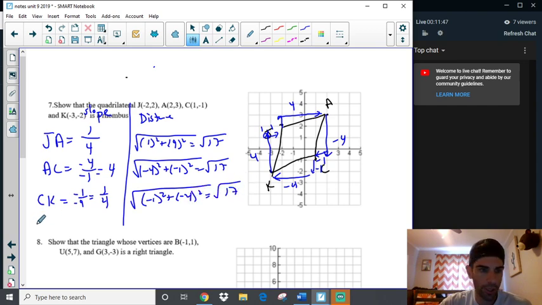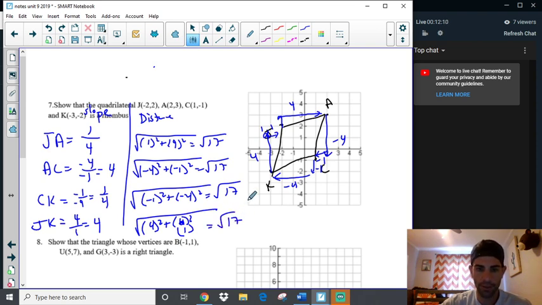And the last one, JK. Where did I go? I went up 4 and right 1, which is a positive 4. 4 squared plus 1 squared equals square root of 17.